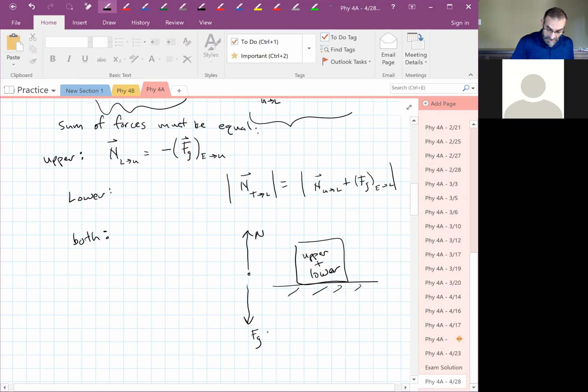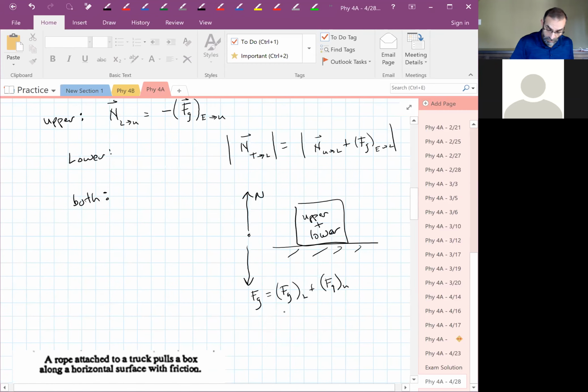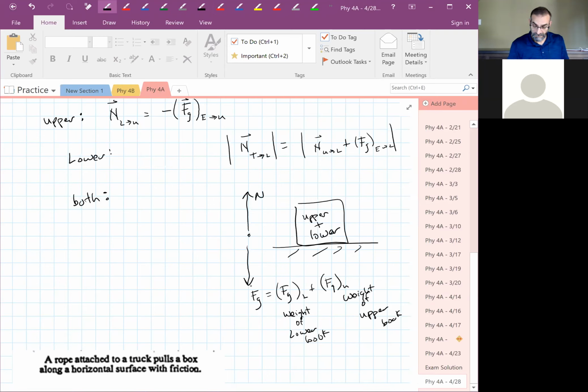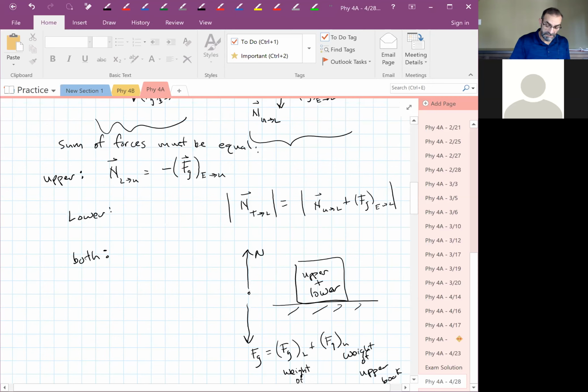But what is F sub G? In this case, it would be F sub G for the lower book plus F sub G for the upper book, right? The weight of the lower book plus the weight of the upper book. And what does that tell us? These are two ways of saying the same thing.